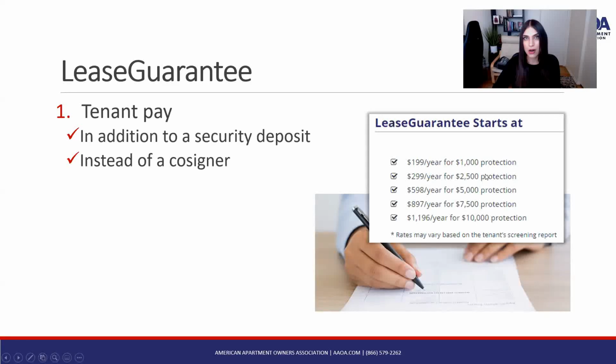These are the prices here on the right. Again, when you screen a tenant on AAOA or Tenant Alert, it is automatically included if you are ordering a credit report. So it's going to tell you this person qualifies for lease guarantee, ask them to pay for it, or you can pay for it yourself if you prefer. So that's something that, again, I would suggest if you don't necessarily want to turn someone away, you want to make an exception, but you want to do it in a smart way.